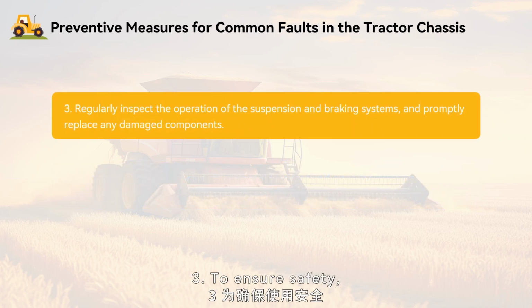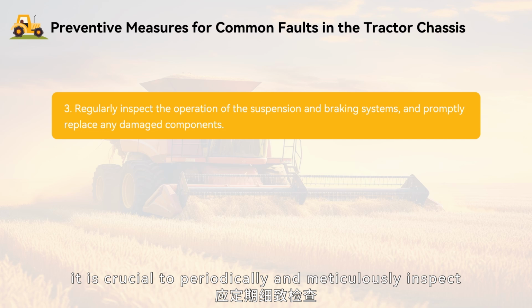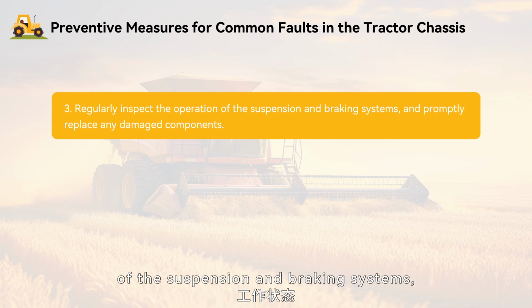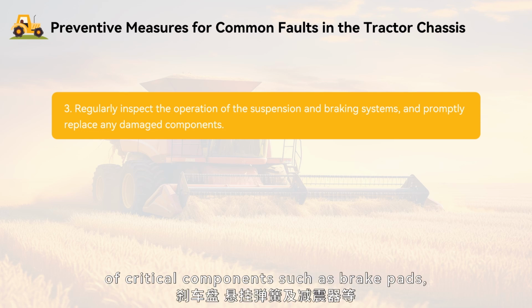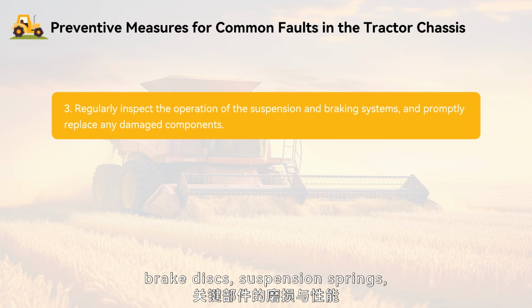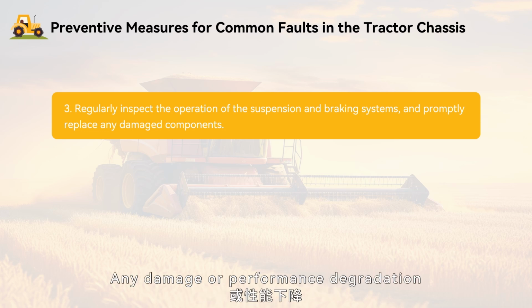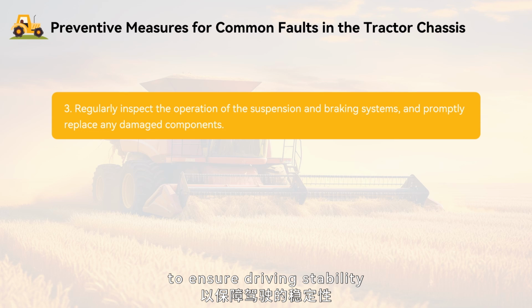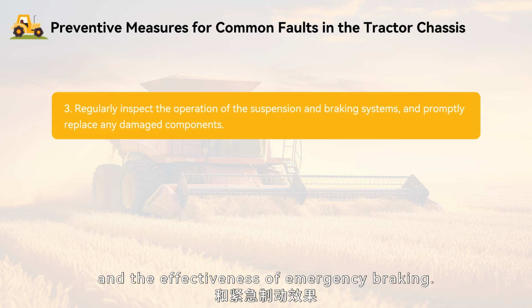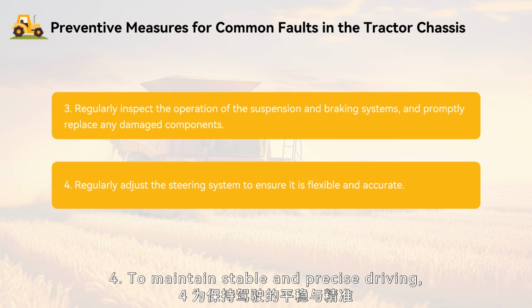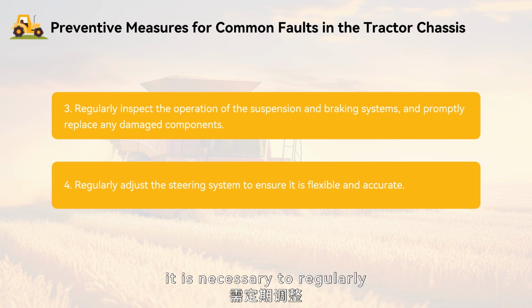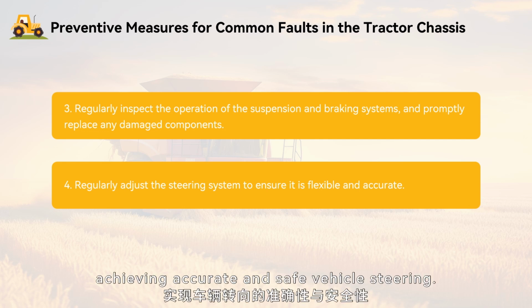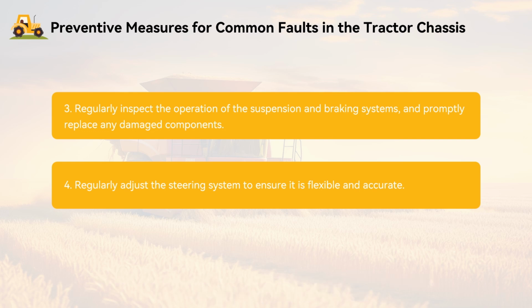3. To ensure safety, it is crucial to periodically and meticulously inspect the working condition of the suspension and braking systems, including the wear and performance of critical components such as brake pads, brake discs, suspension springs, and shock absorbers. Any damage or performance degradation should be immediately addressed with replacements to ensure driving stability and the effectiveness of emergency braking. 4. To maintain stable and precise driving, it is necessary to regularly adjust the steering system to ensure the steering wheel turns flexibly without play, achieving accurate and safe vehicle steering.